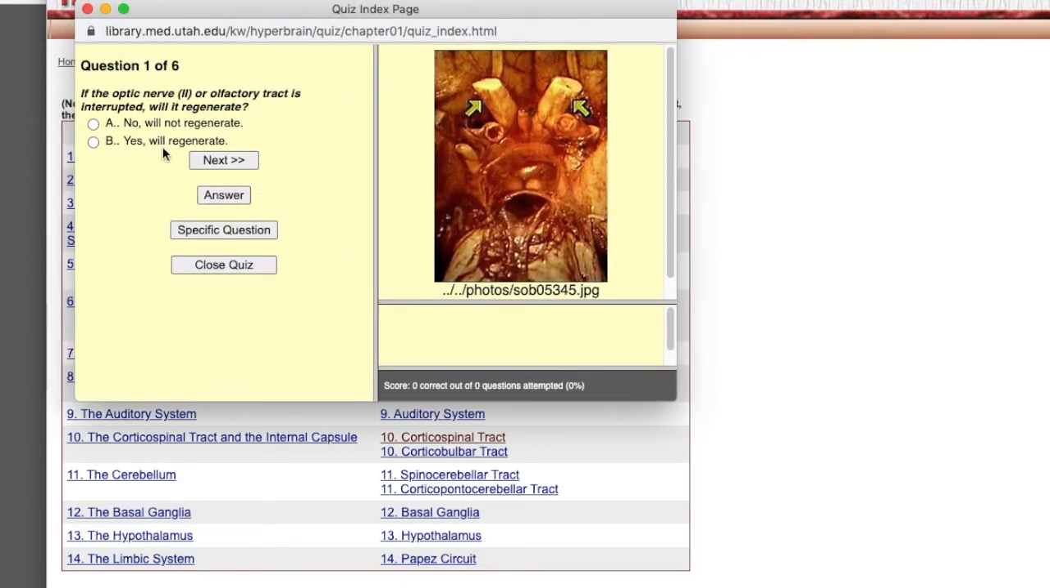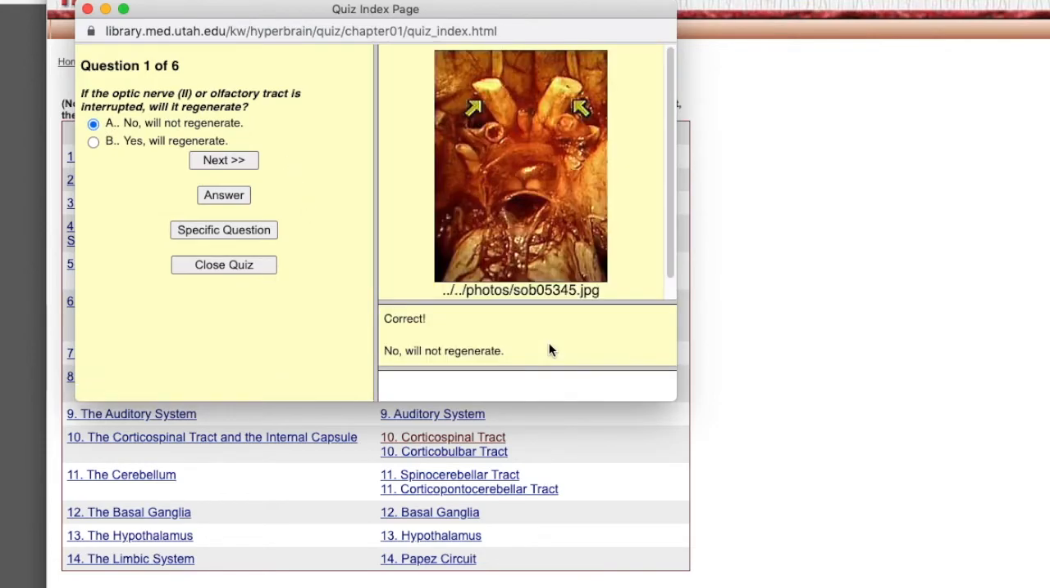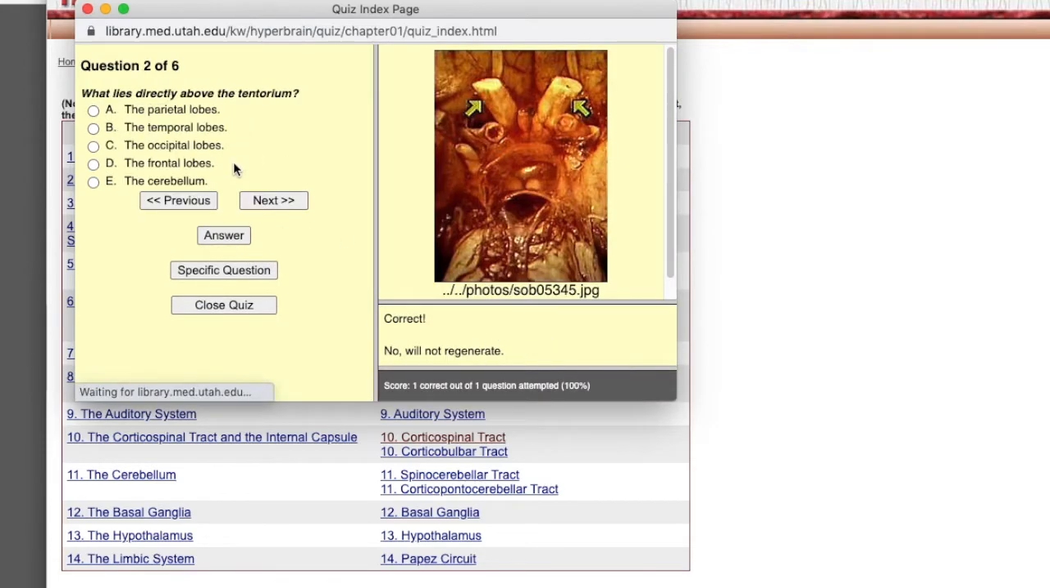For this specific question, if the optic nerve 2 or olfactory tract is interrupted, will it regenerate? Of course, it will not regenerate. There, it tells you that you are correct. Let's go to the next question.